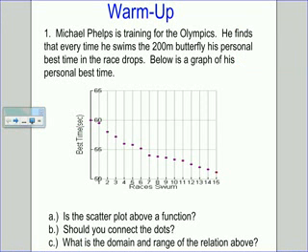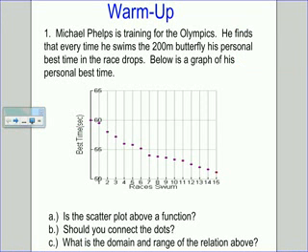What is the domain and range of the relation above? What's the domain? And now, if you put that on a quiz or test, that's wrong. The domain is specific numbers.